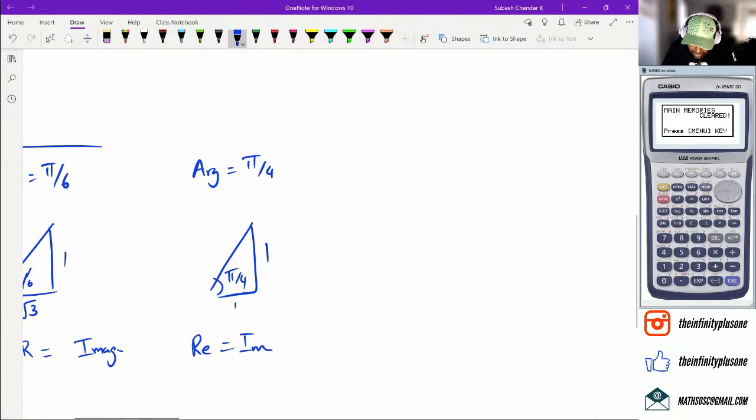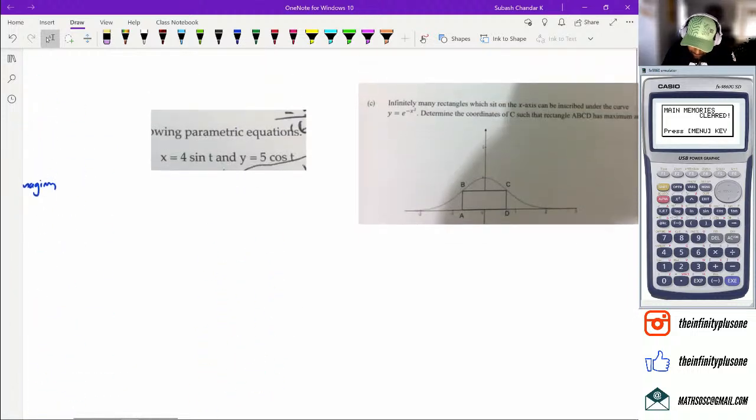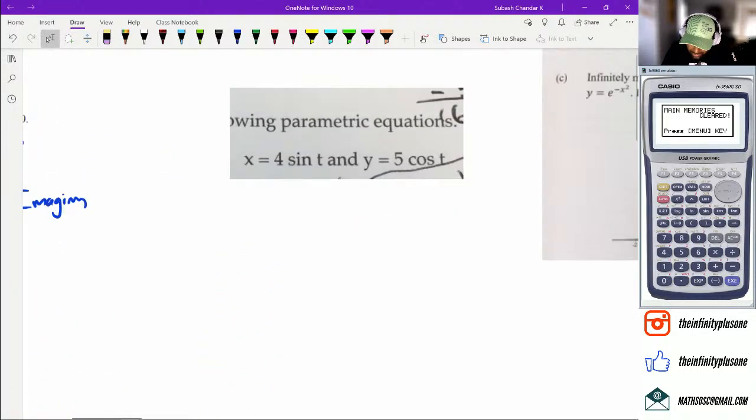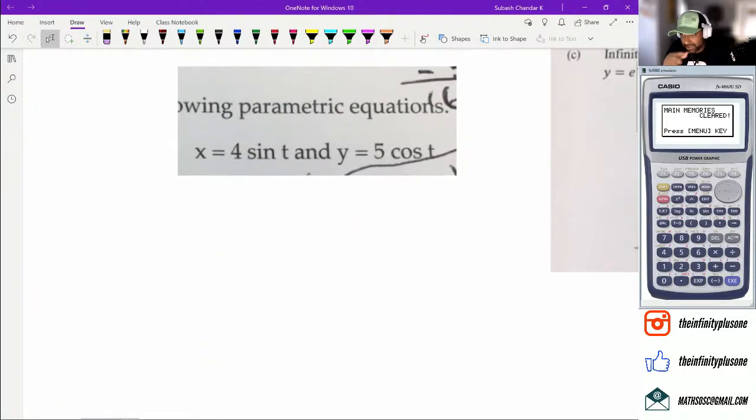All right, so let us go to the next question, which is differentiation 1. And this question here, I kind of just smashed it through really quickly. But basically, they were asked to find the double differentiation of this parametric equation.